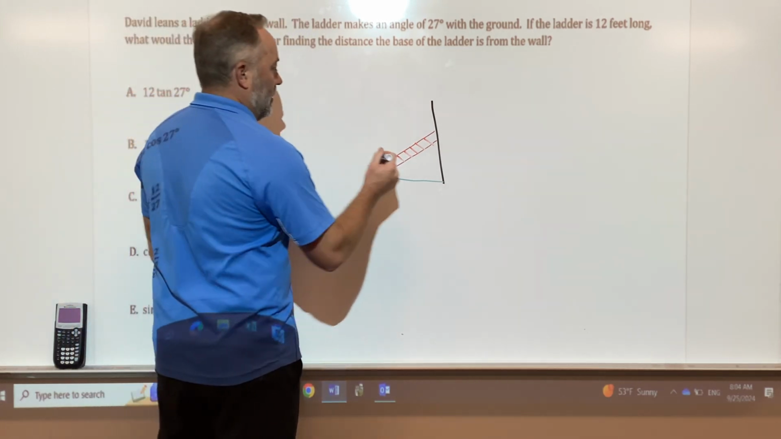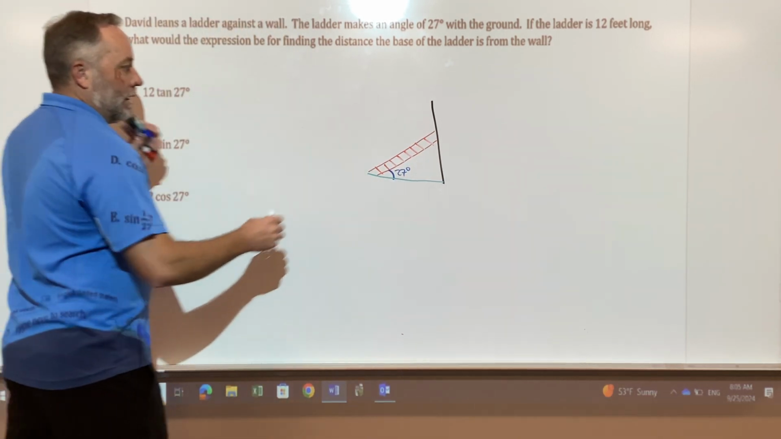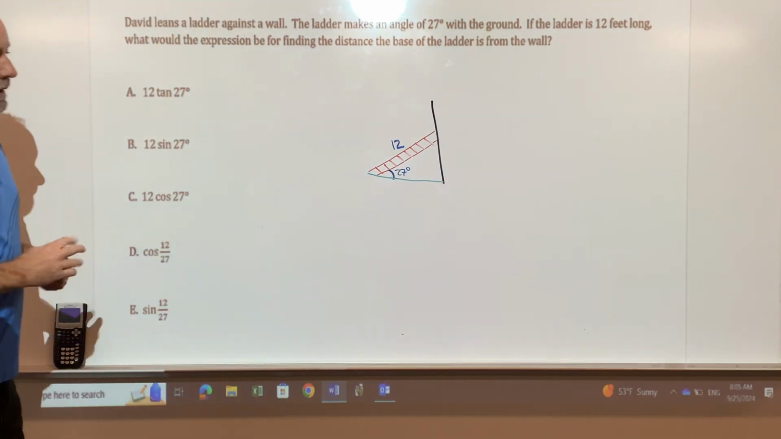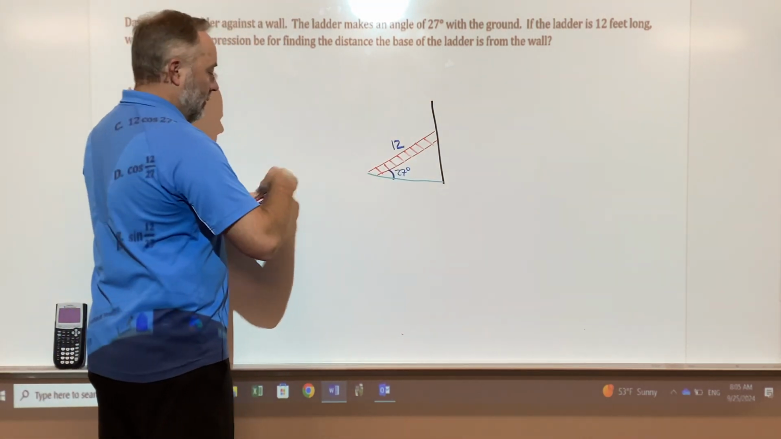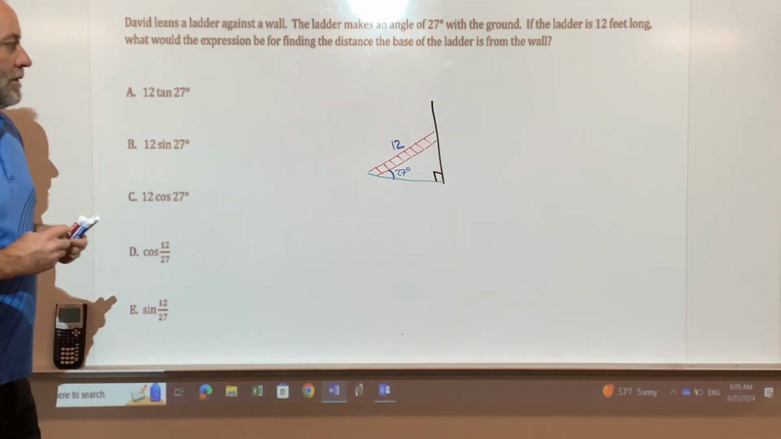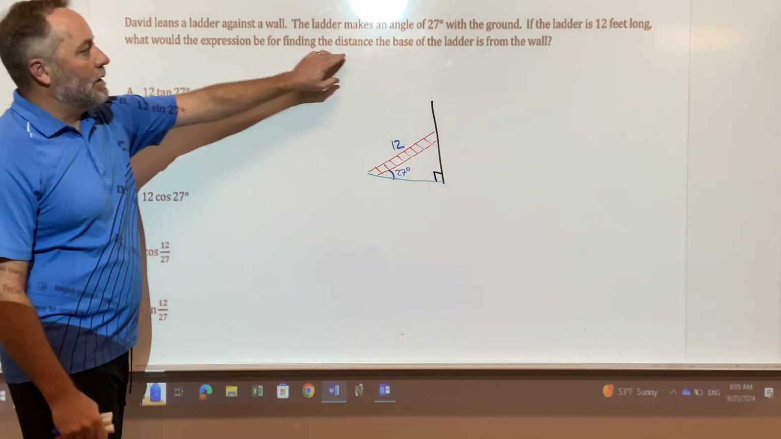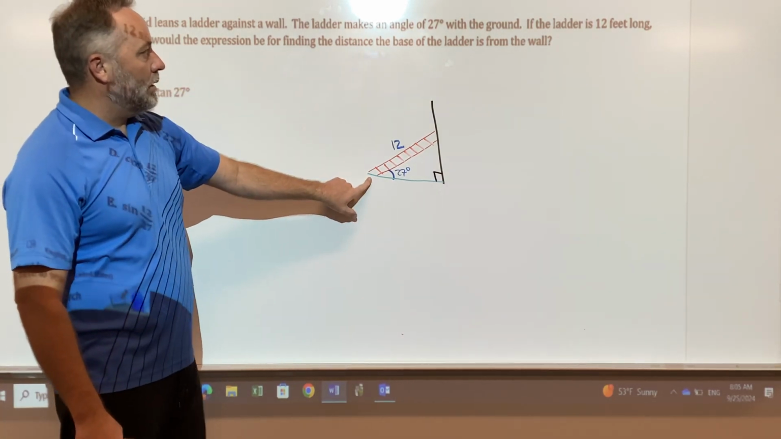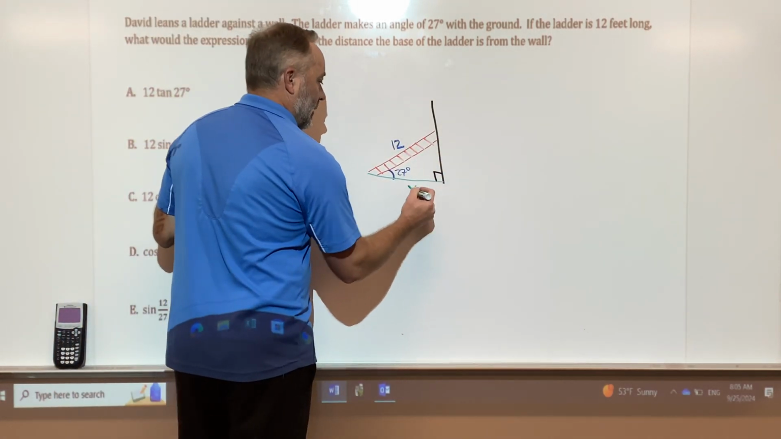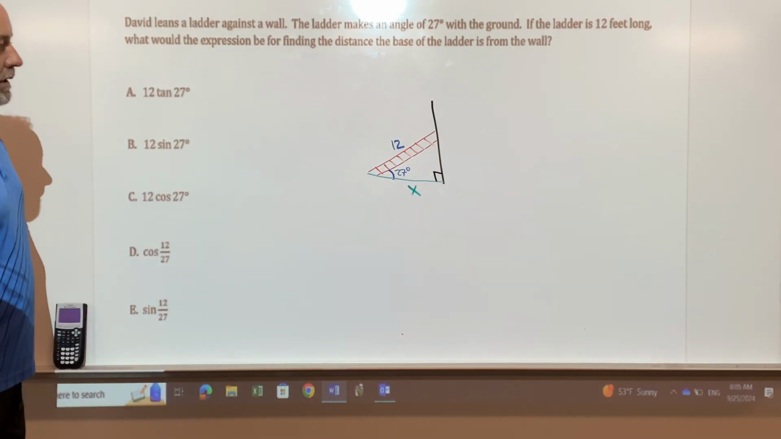And then we're also told that the ladder is 12 feet long. So we can go ahead and label the length of the ladder to be 12. Then it's implied that the ground and the building form a right angle, so we can use right triangle trigonometry. In this case, we're being asked to find the distance the base of the ladder is from the wall. So we want that length right there. We'll call it x.